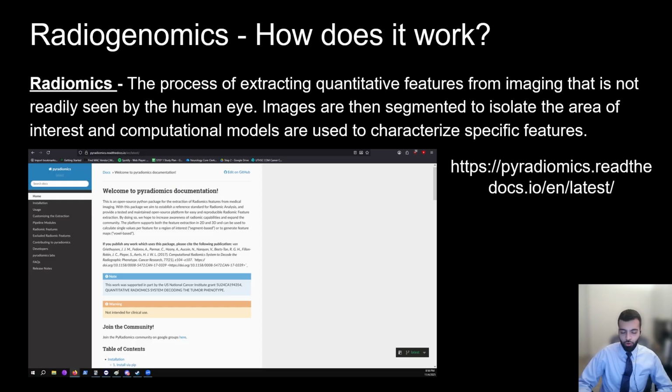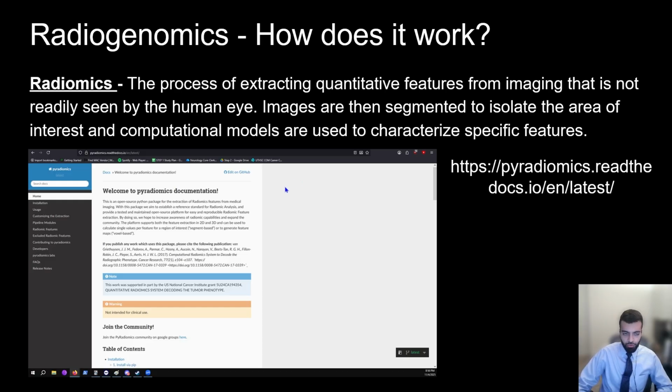So something like border irregularity or spiculation can be seen by the human eye and can also be quantified by a computer. But other things like entropy and skewness, which cannot be seen by the human eye, can be represented through pixel intensity in an image, and these can also be quantified by a computer and extracted for analysis.